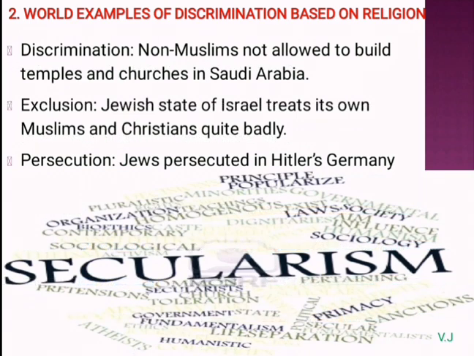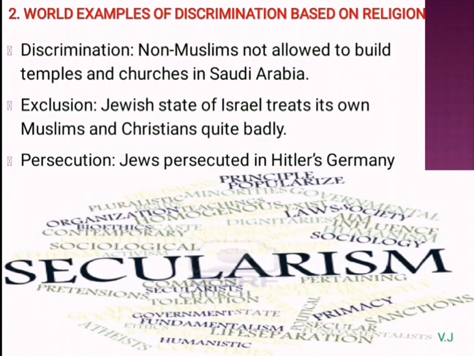Next, world examples of discrimination based on religion. In our country, we can find different religions. Like that, all over the world, we can find different religions. Even now, we can find some kind of discrimination on the basis of religion.